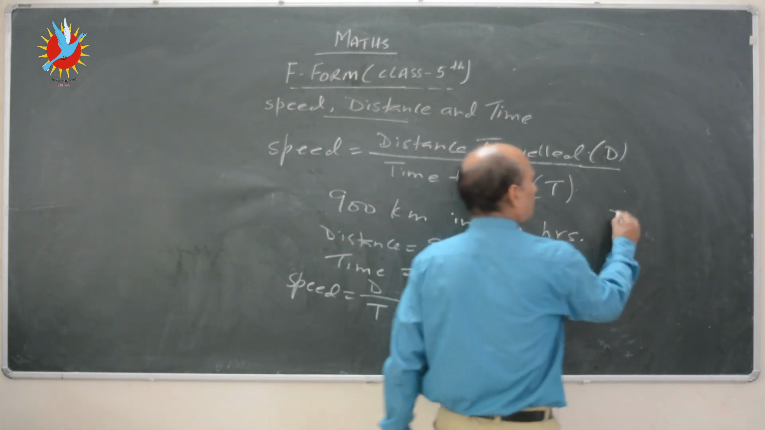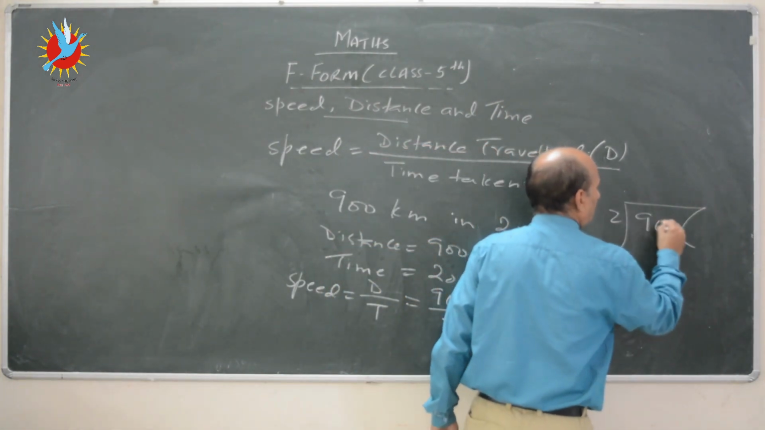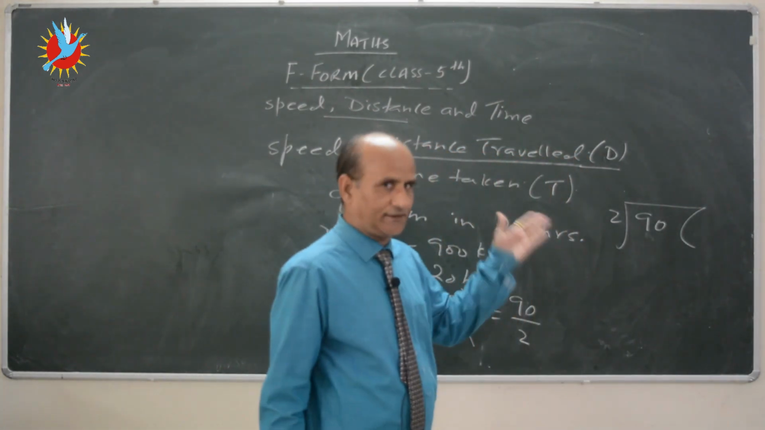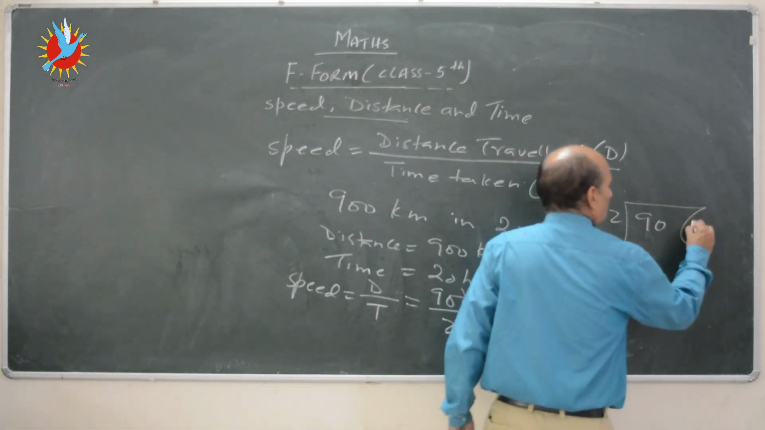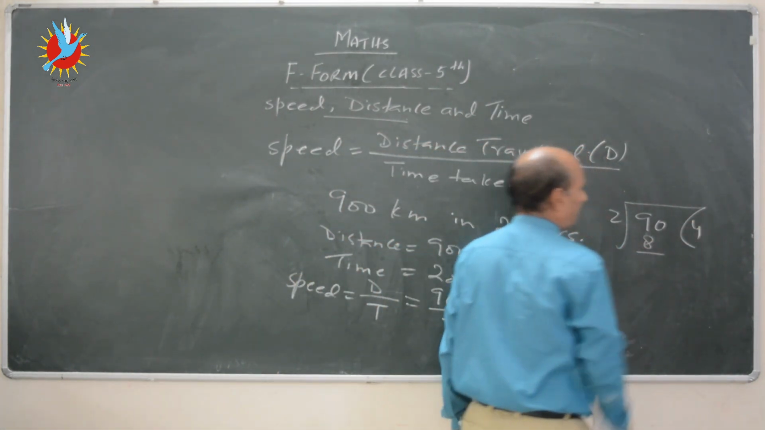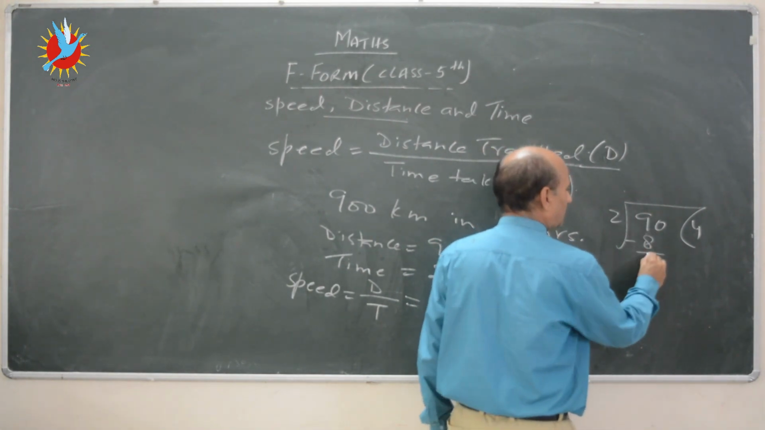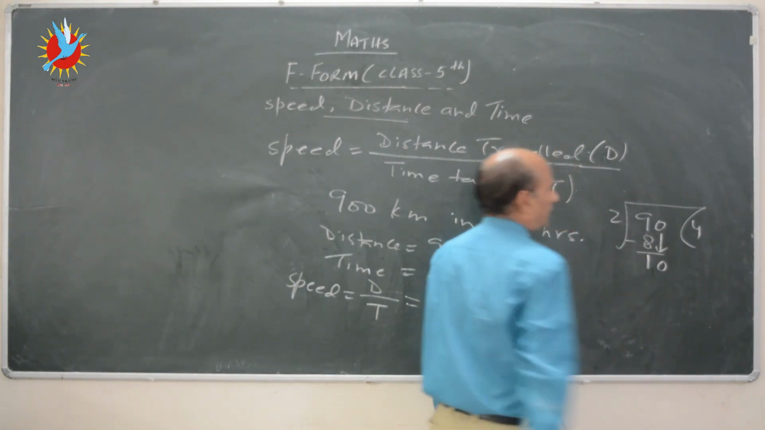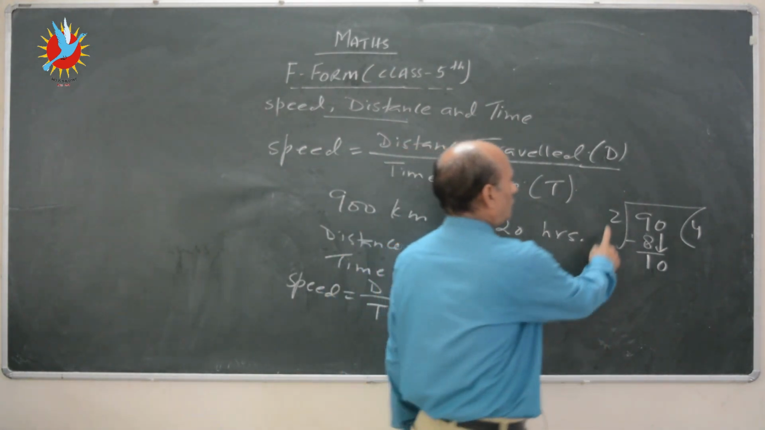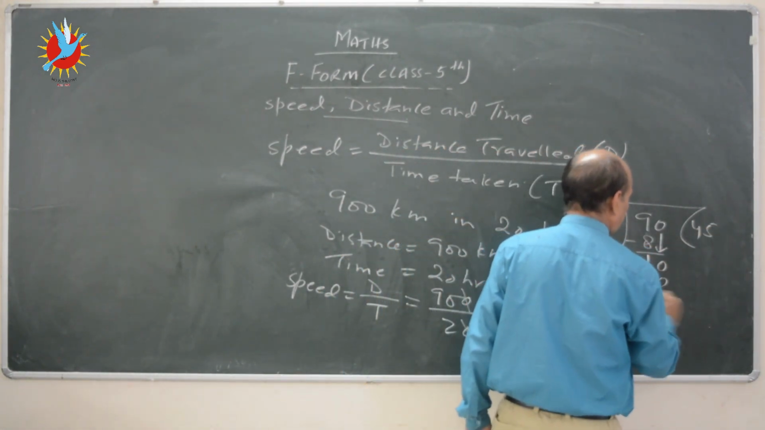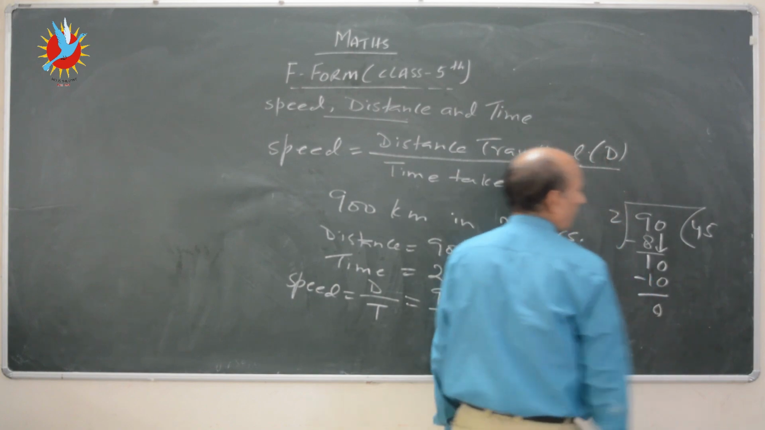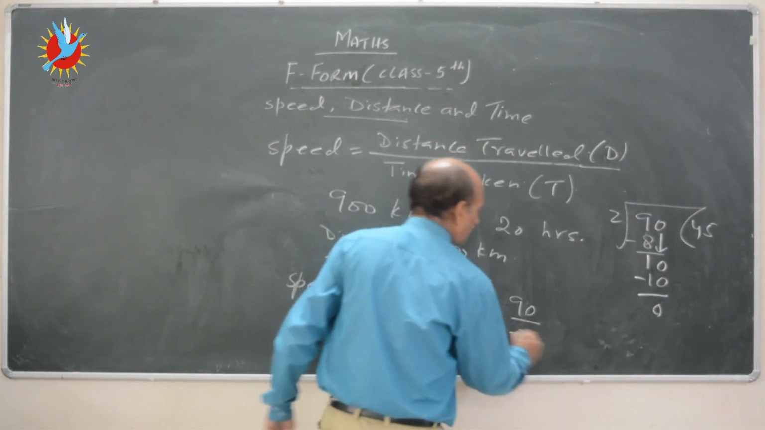Otherwise you can use this method also. You can simply divide it. 2 fours are 8. Subtract it. 9 minus 8 is 1. It is 10 now. 2 fives are 10 and it is 0 here. So it is 45.